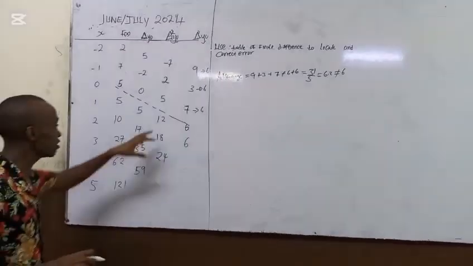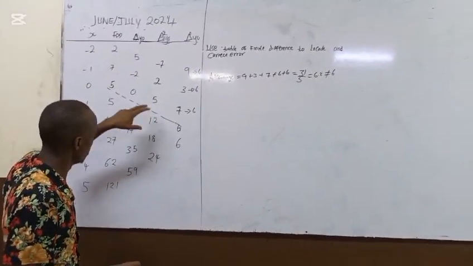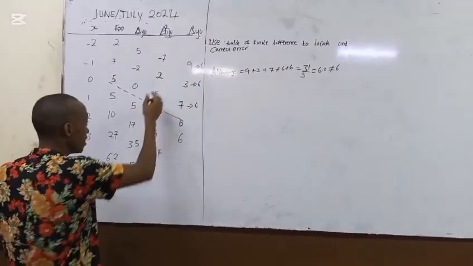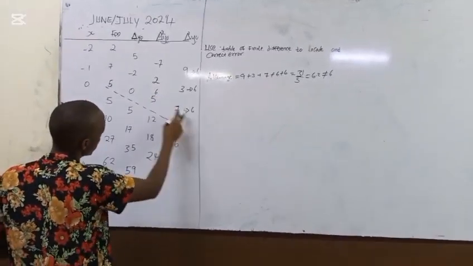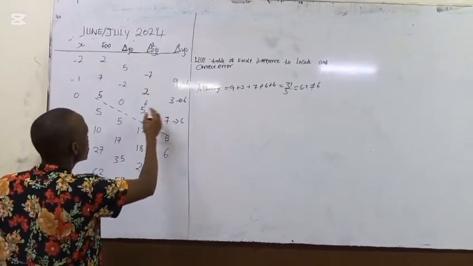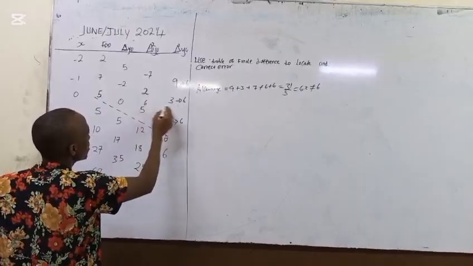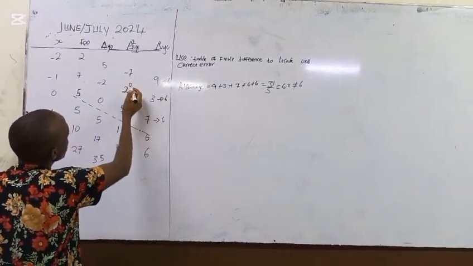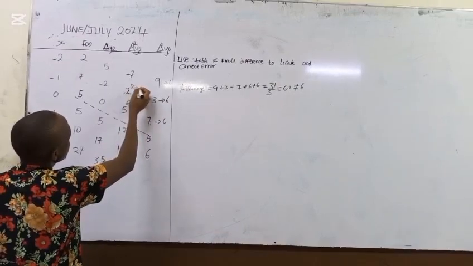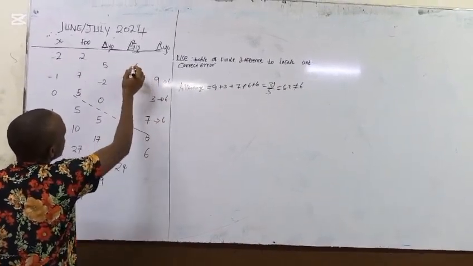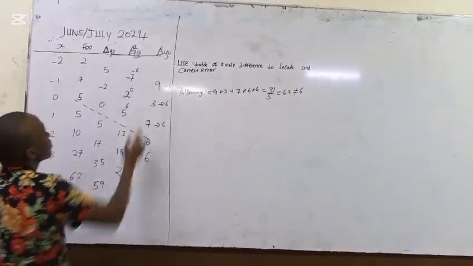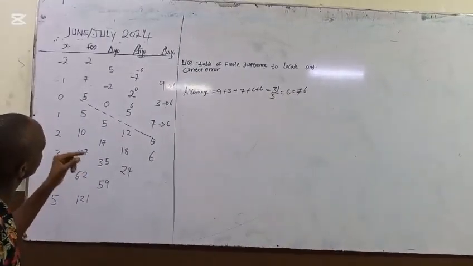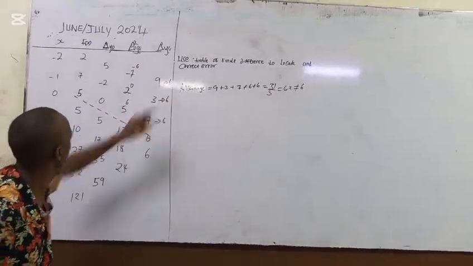So you ask yourself, which number, if we subtract from 12, we get 6? The number is 6. 12 minus 6, we get 6. Which number, if we subtract from 6, we get 6? The number is 0. 6 minus 0, we get 6. Which number, if we subtract from 0, we get 6? The number is minus 6. So 0 minus 6, we get positive 6.